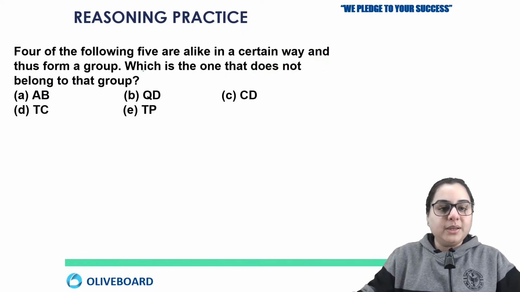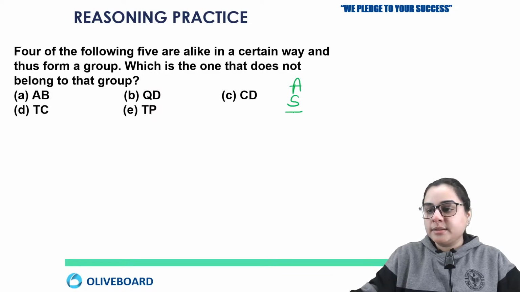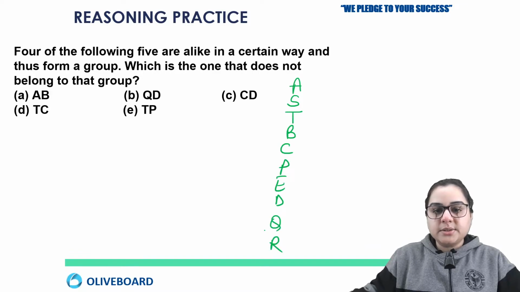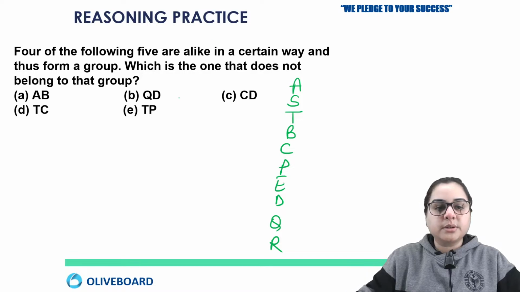Okay, so now let's try the next question. Here you have to tell the odd one out. For your reference I am writing the sequence: AS, TB, CP, ED and QR. So now let us check which is the odd one out of these. Okay students, tell me the odd one out.